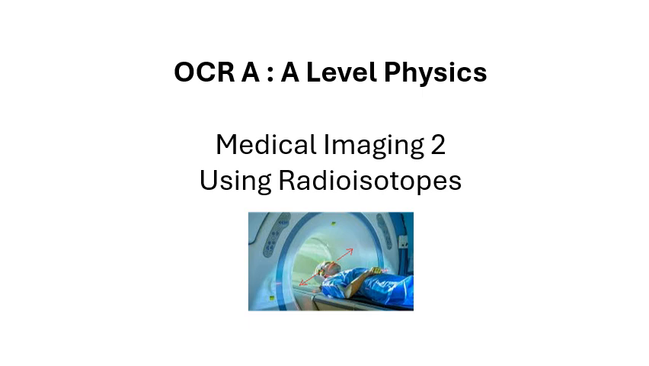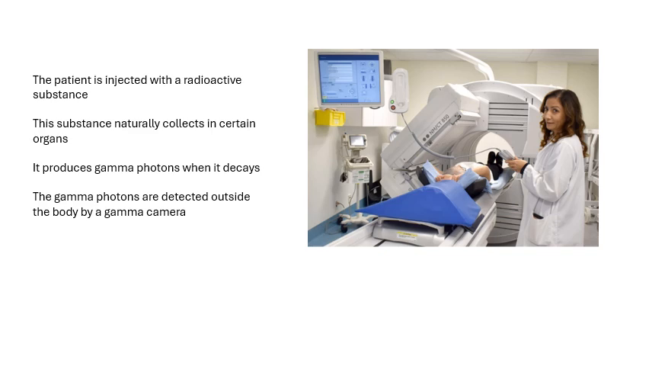OCR A, A-level physics. This is my second video on medical imaging, and it's about using radioisotopes. So basically, the patient is injected with something radioactive. The substance collects in certain organs, and then it decays and produces gamma photons, and then you detect the gamma photons to produce some kind of image, using a gamma camera.